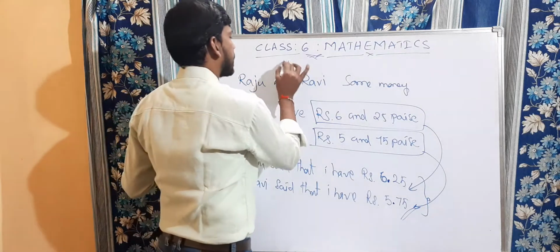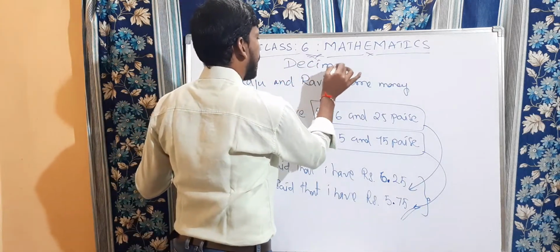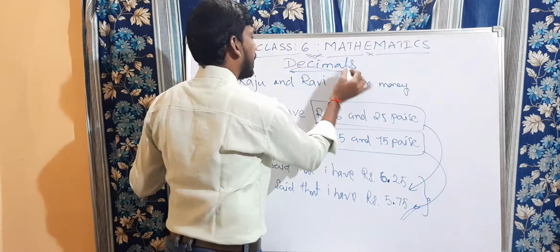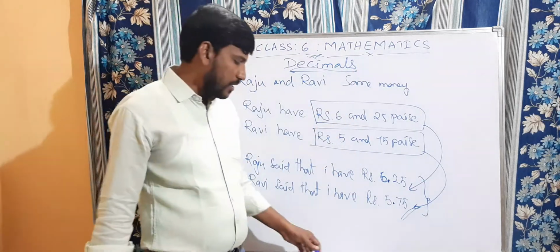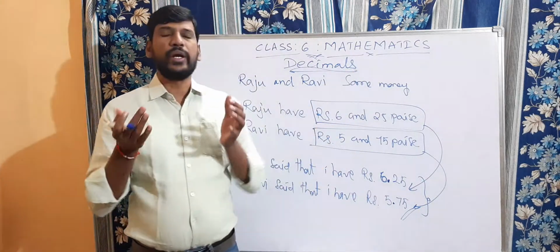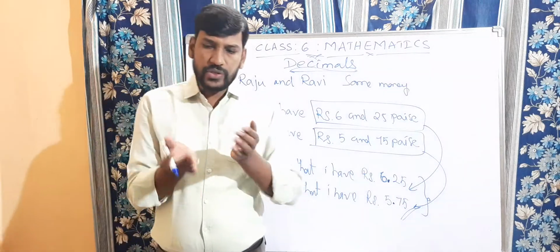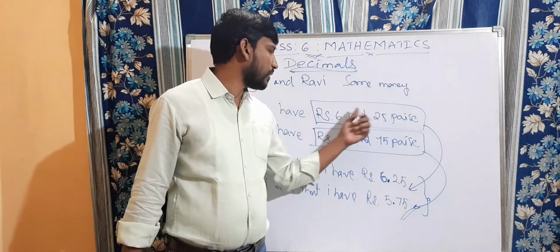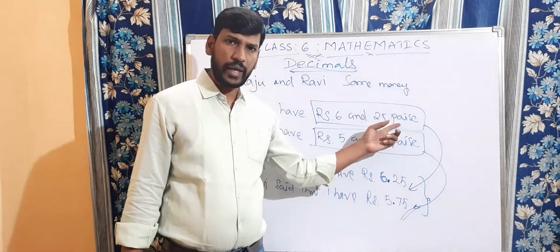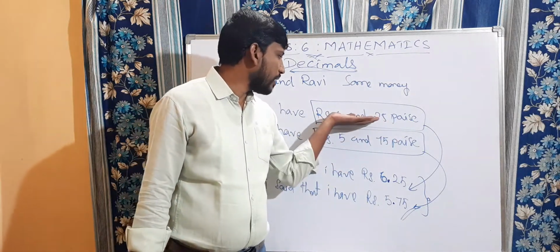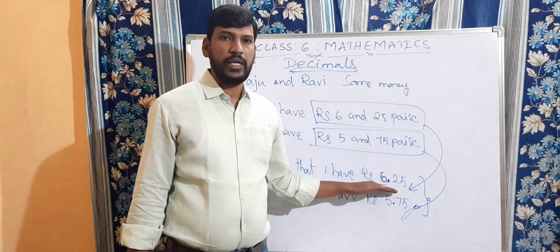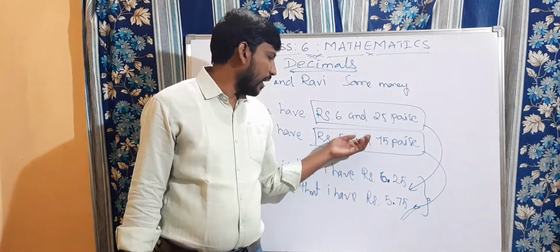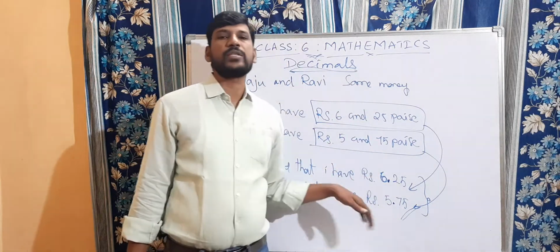Today we are going to discuss decimals. Decimals means converting different types of units into the same unit. Just like here, rupees and paise are different units, so we can convert the total into rupees only by using a decimal.